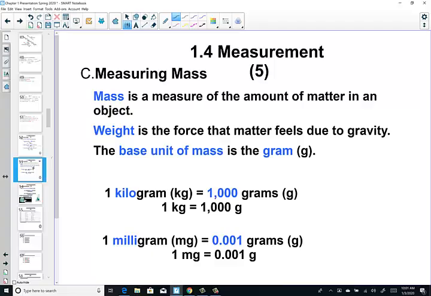The base unit of mass is called the gram. The gram is abbreviated with the lowercase g. So as we practice some of these, we can see the large unit of a kilo. A kilogram is 1,000 grams. It takes 1,000 grams to be equivalent to the kilogram. Here we have milli, which is 1,000th, which is a smaller unit than the base unit. So a milligram is equivalent to 0.001 grams. It would take 1,000 milligrams to be equivalent to a gram.